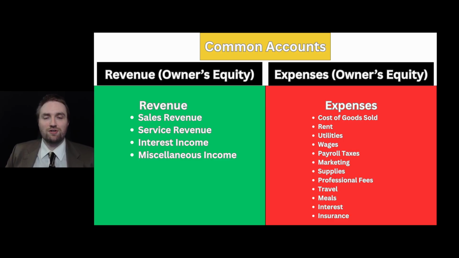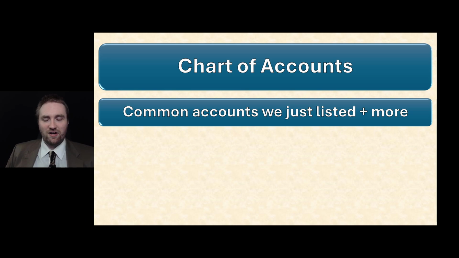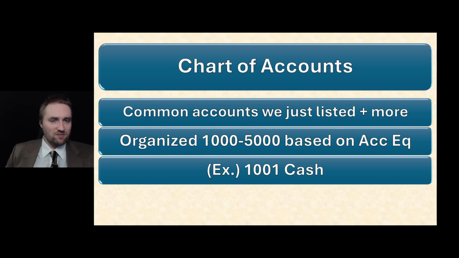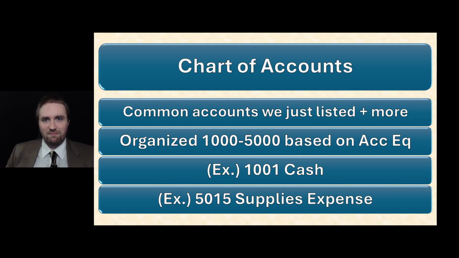Collectively, these accounts are known as the chart of accounts for the business and are organized based on where they land in the accounting equation. In fact, a common way of organizing the chart of accounts is labeling each account with a number. Assets starting in the 1000s, liabilities starting 2000s, owner's equity 3000s, revenues 4000s, and expenses 5000s. For example, cash might be labeled account number 1001, and supplies expense might be labeled something like 5015. This numbering system is totally arbitrary though. It's just how I do it personally and what I would recommend doing for your own business.